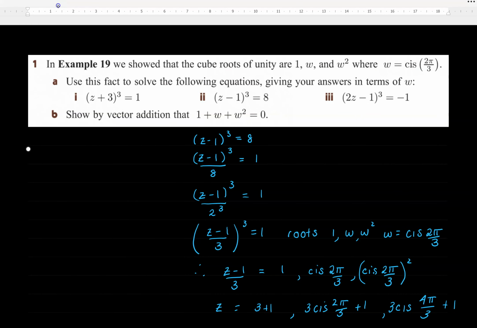And then be careful with C. What's going on there? We've got (2z − 1)/... If I divide by minus 1, that gives me 1, divide both sides by minus 1, and of course, oops, that's the cubed. Minus 1 cubed is indeed minus 1, so this becomes ((2z − 1)/−1)³ = 1, and then you carry on and you do exactly what we did with that.